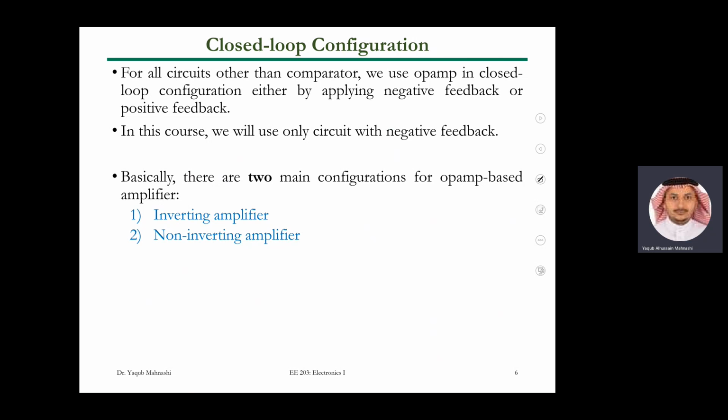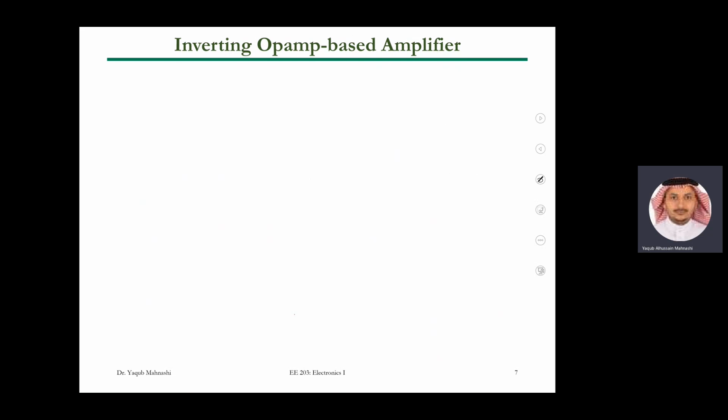Okay, so let's do now the closed loop configuration. We have two configurations. It can be either non-inverting or inverting. So the phase of the output can be in phase with the input or out of phase with the input. And by the way, we are studying negative feedback here, the negative feedback closed loop configuration. We are not studying positive feedback. You will study positive feedback later in filtration. Okay, so let's start with the inverting amplifier.